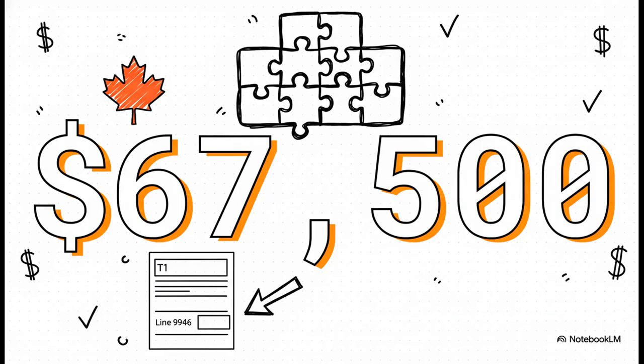After all the math, Alex's final net income for the year, the number he'll enter on line 9946, is $67,500. This is the piece that completes the puzzle. This is the amount of self-employment income that will flow directly onto his personal T1 tax return, and it's the figure that he will ultimately pay tax on.